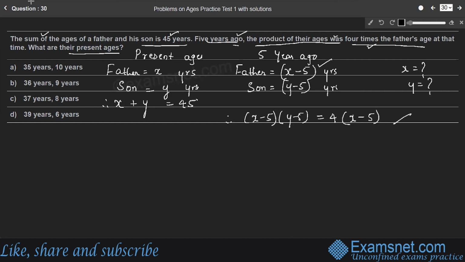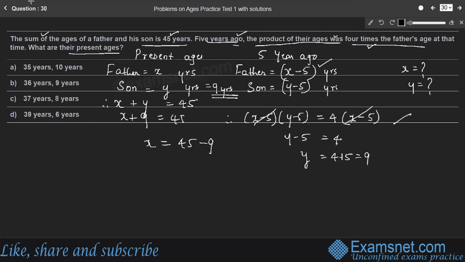So here in this equation, you can cancel X minus 5 and X minus 5. So we have Y minus 5 as 4. Therefore, the value of Y is 4 plus 5, which is 9. Therefore, his son is 9 years old now. Therefore, X plus Y is 45, so X plus 9 is 45 years. So the value of X is 45 minus 9, which is 36. So father is 36 years old and his son is 9 years old. Hence, option B is the right answer.